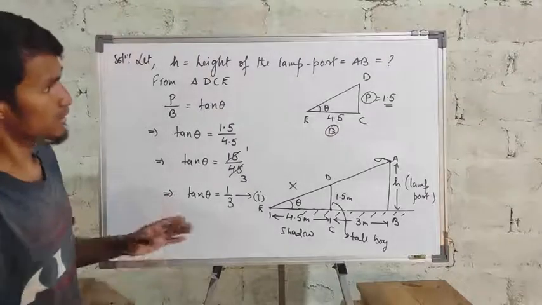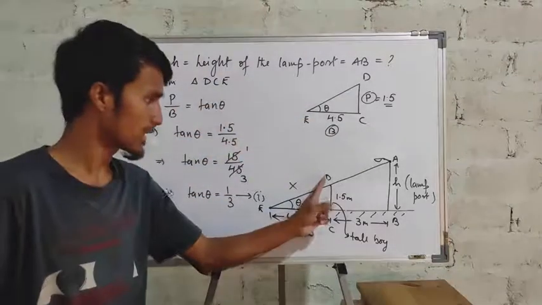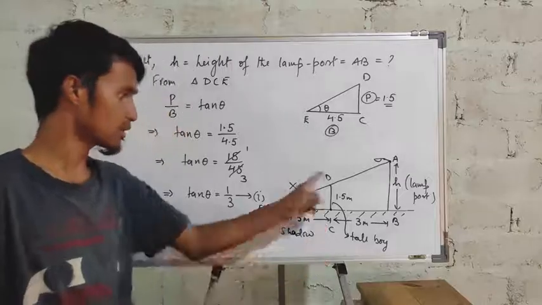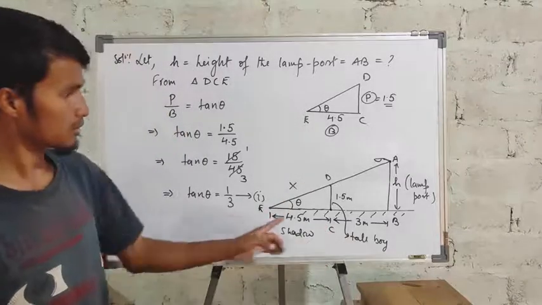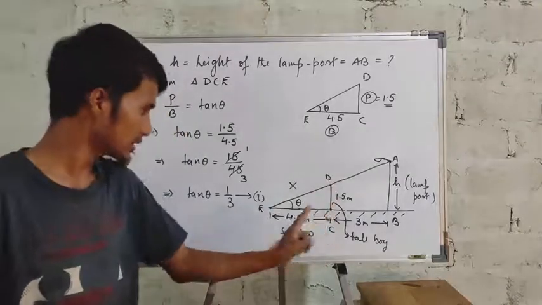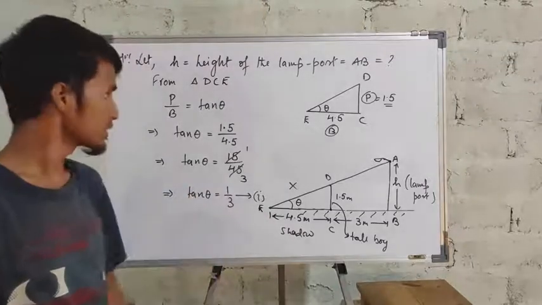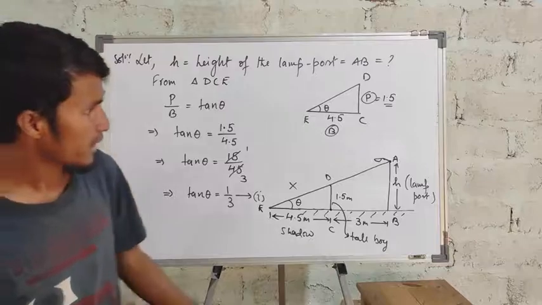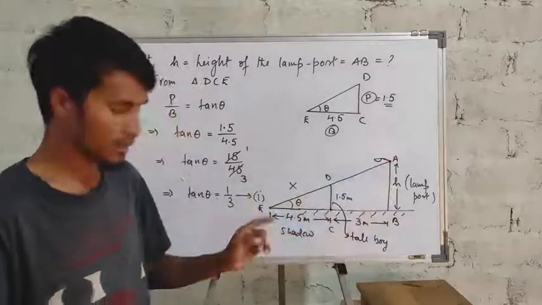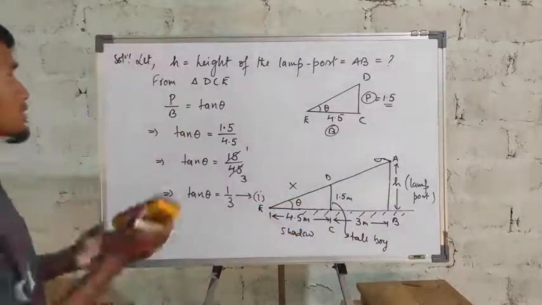Also here I want you to understand. First take this small triangle DCE. Now we got the relation between DC and EC, that is tan theta is equal to 1 by 3. Now I'll take this big triangle ABE. Okay, I'll draw this one now.